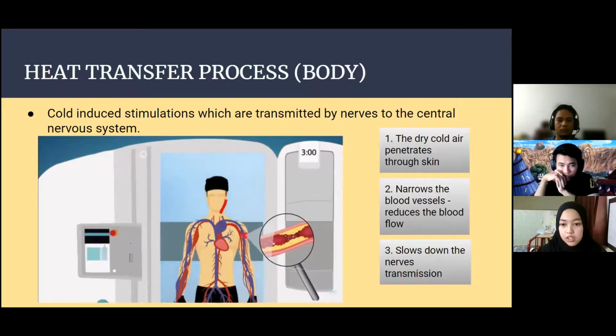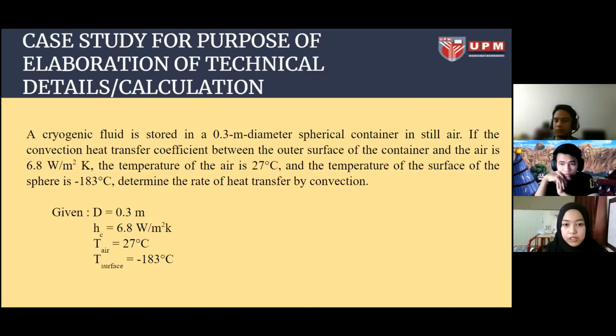Because we reduce the blood flow to the inflamed area, it slows down the nerve transmission to our brain, and thus our brain receives fewer pain signals. So that is the heat transfer process in our body. Next will be explained by Aleif Hakimi.